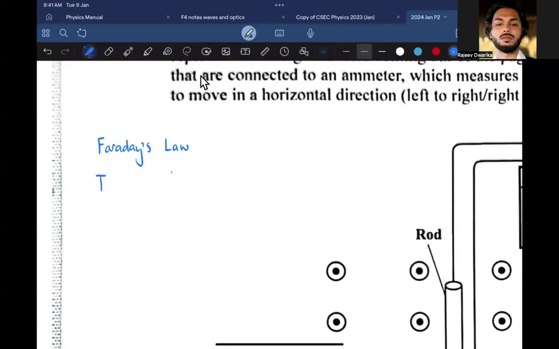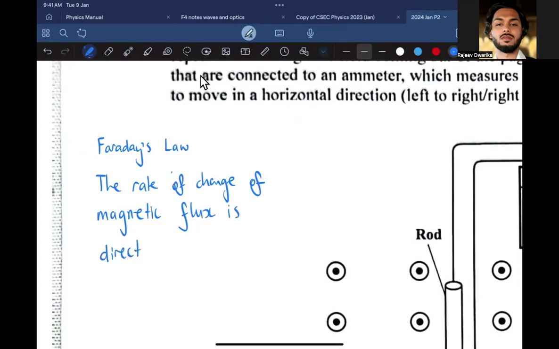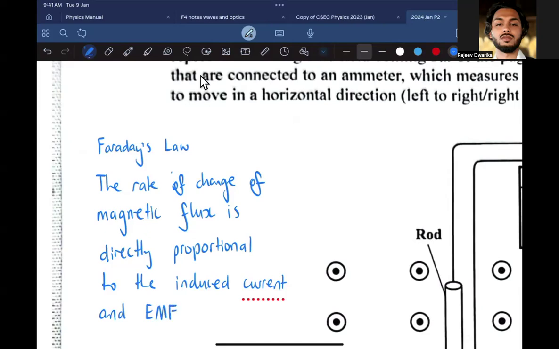Right. So the rate of change of magnetic flux is directly proportional to the induced current and EMF. Now, EMF means electromotive force, and it's a fancy way of saying voltage.